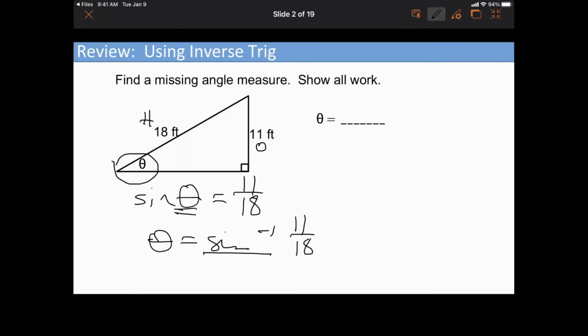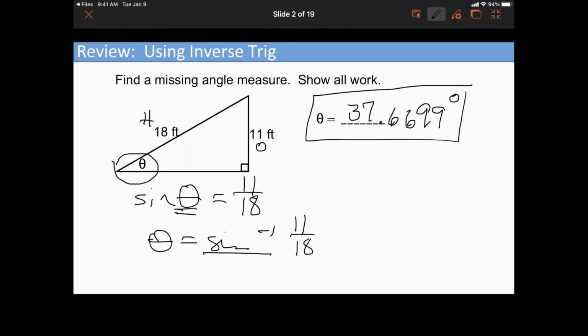Using a calculator, I'm going to use the second button. Okay, and then this is 37.6699 degrees. Okay. So when we're using an inverse trig function, we're looking for an angle. That's one thing that we have to remember.